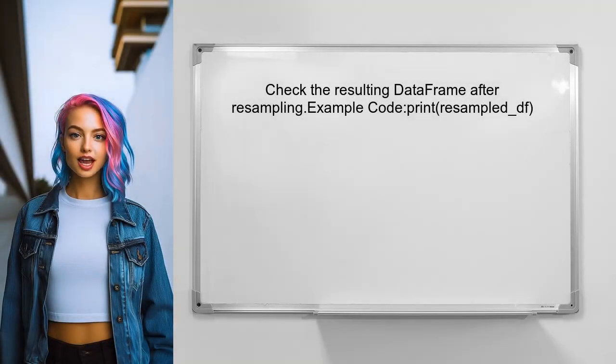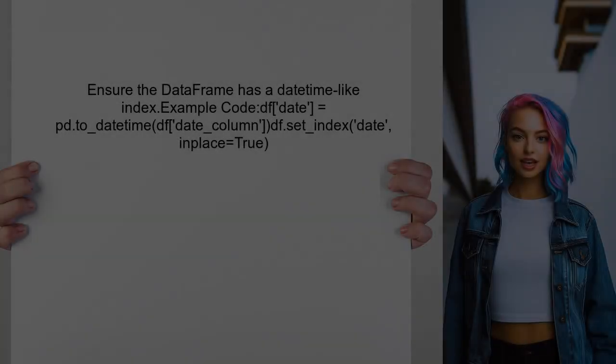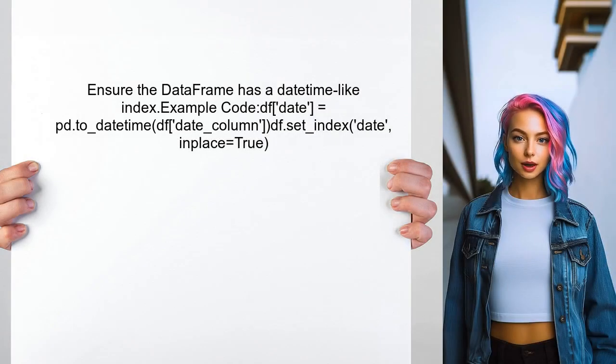After applying the resample and aggregation, the user can check the resulting data frame. This will show the aggregated values based on the specified functions for each column. Finally, the user should ensure that their data frame has a date-time-like index, as this is required for the resample method to work correctly.